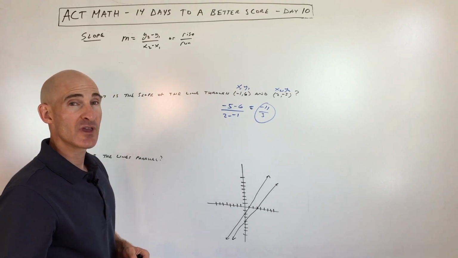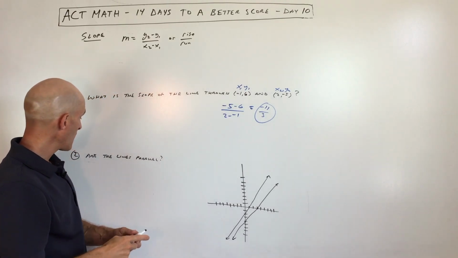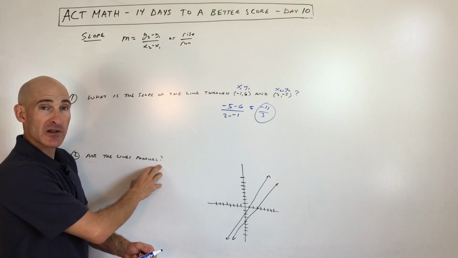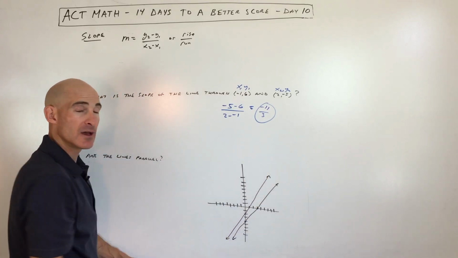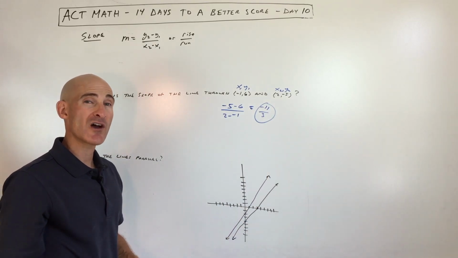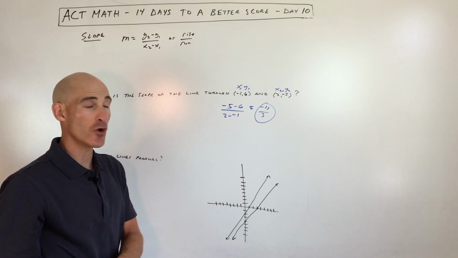Another type of problem that they might be asking you related to the slope is, are the lines parallel? And we know that when lines are parallel, of course they don't cross, and the reason they don't cross is because they have the same exact slope.